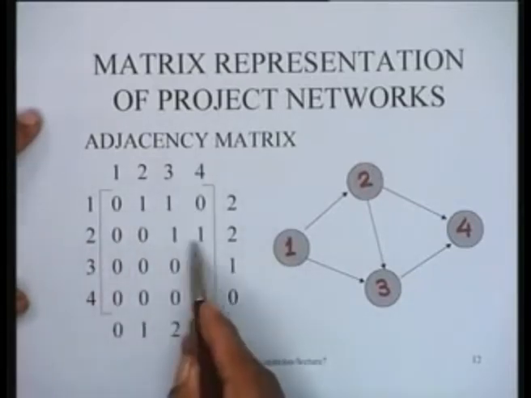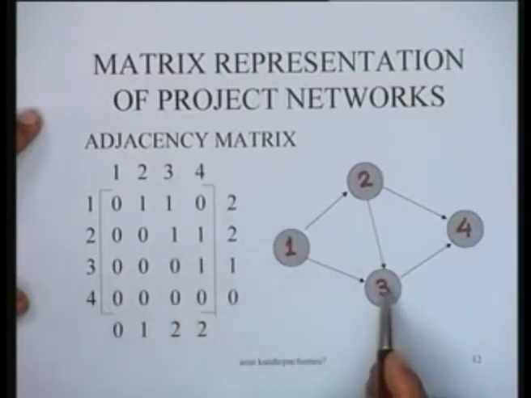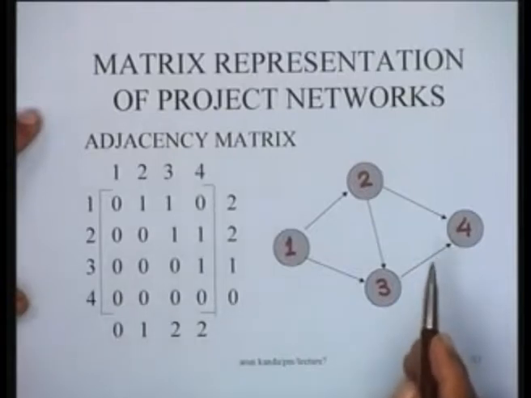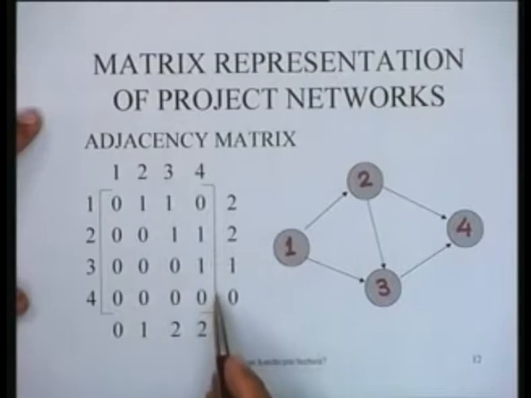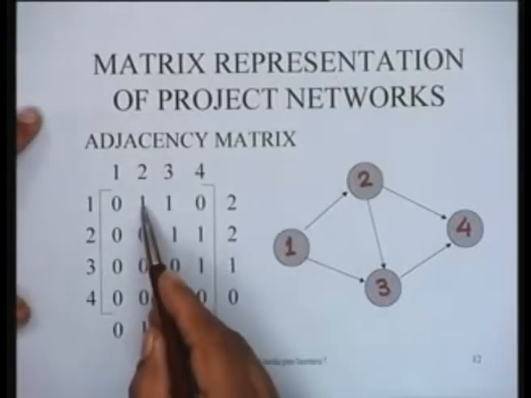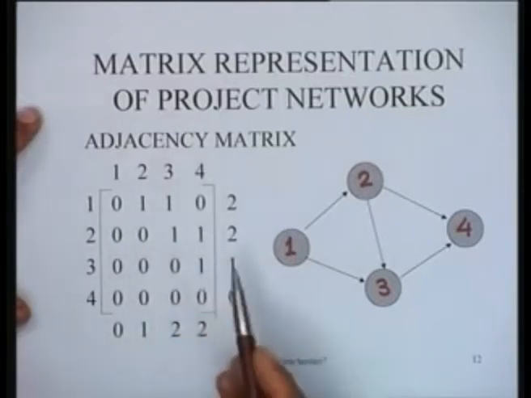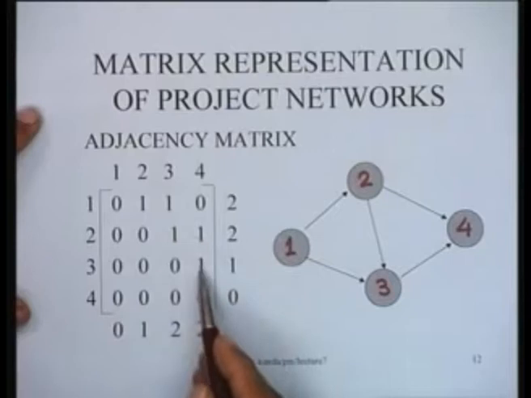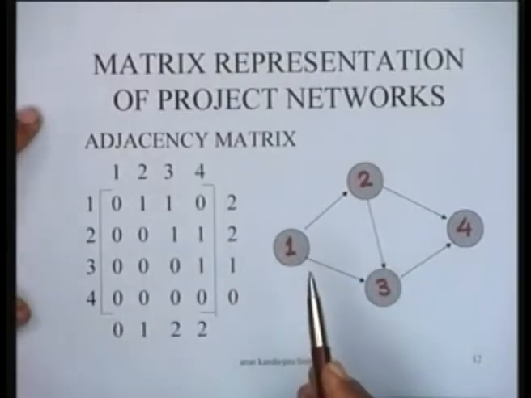From 2 there are 2 arcs to 3 and 4. So these are shown here. From 3 there is only 1 arc to 4, and from 4 there are no arcs. So it is a matrix of zeros and ones in which the ones indicate arcs. In fact, the number of ones is equal to the number of arcs in the network. There are in this case 5 ones, which correspond to the 5 arcs which exist in this network.